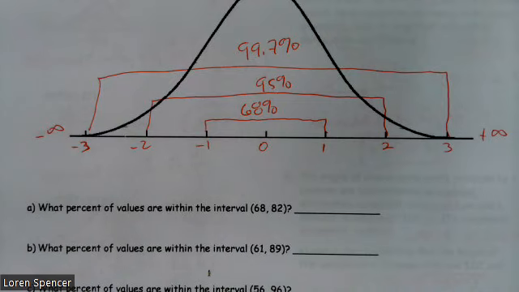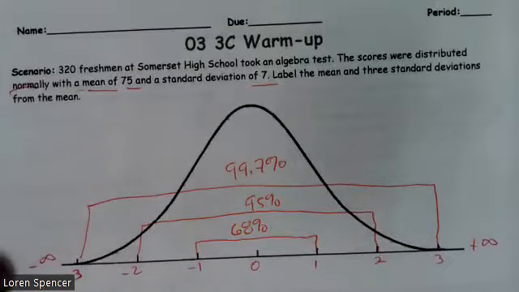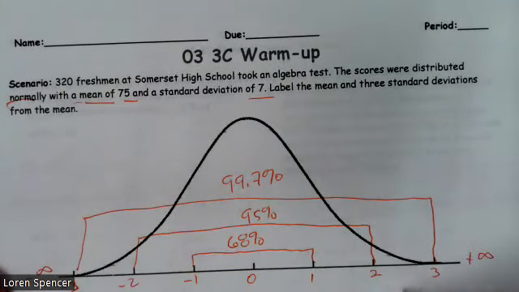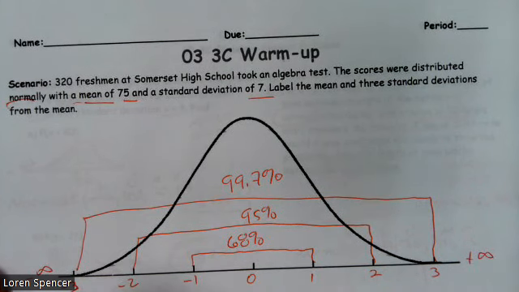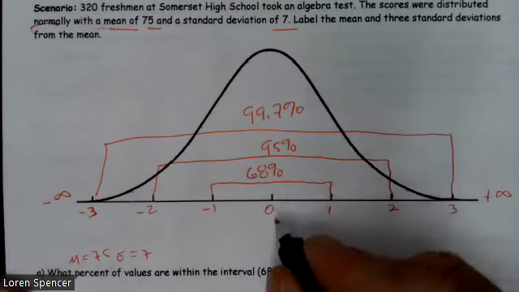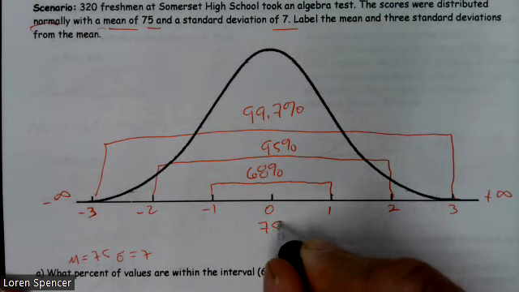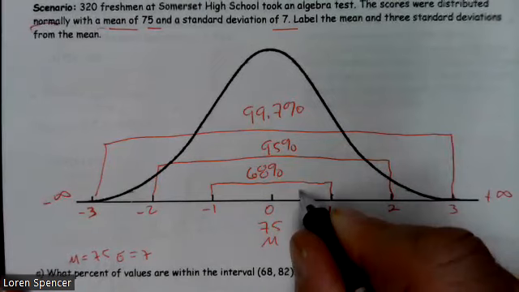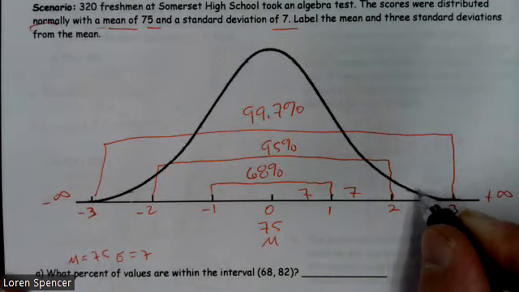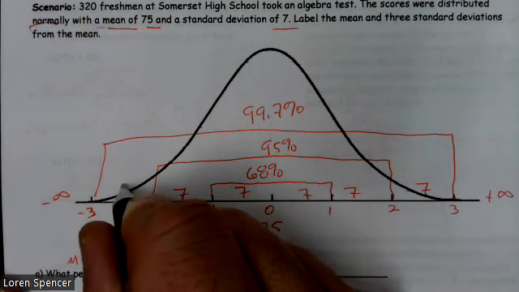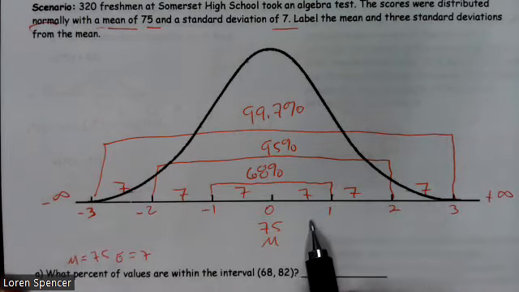Well, to do that, I need to go ahead and label this a little better. So we have a mean of 75 and a standard deviation of 7. So my mean is 75, and that's going to be right here at the center. But that means each one of these is changing by 7. So this is 7, 7, 7, this is 7, 7, and 7.